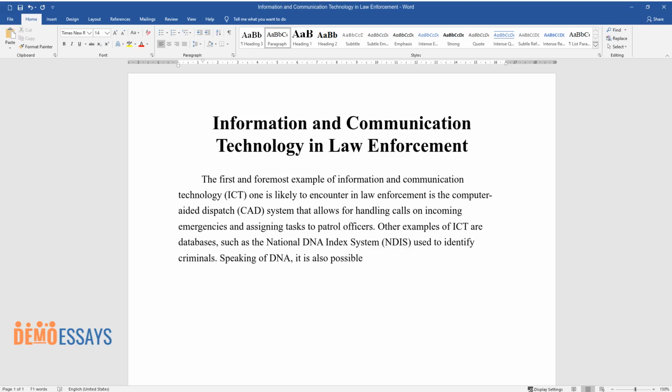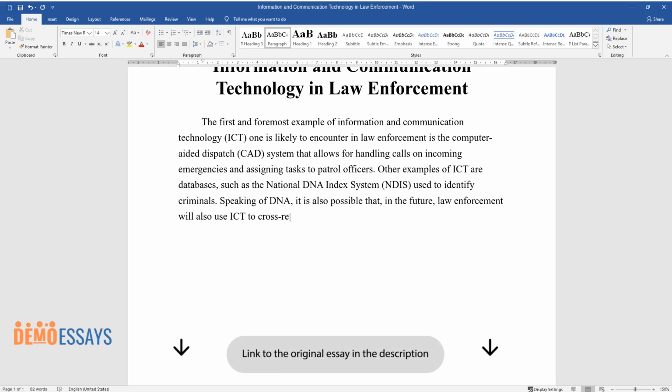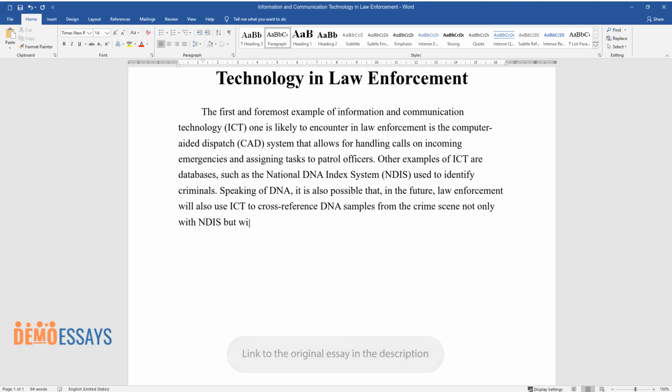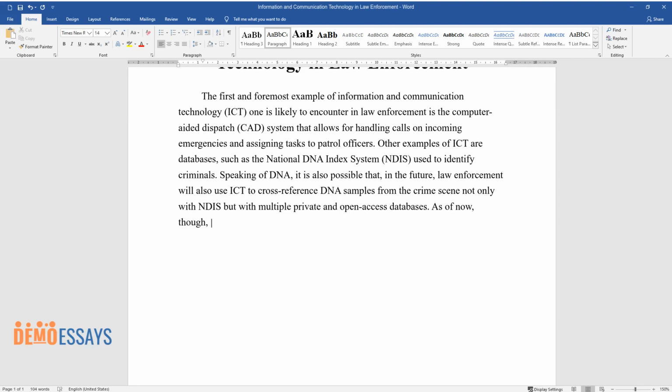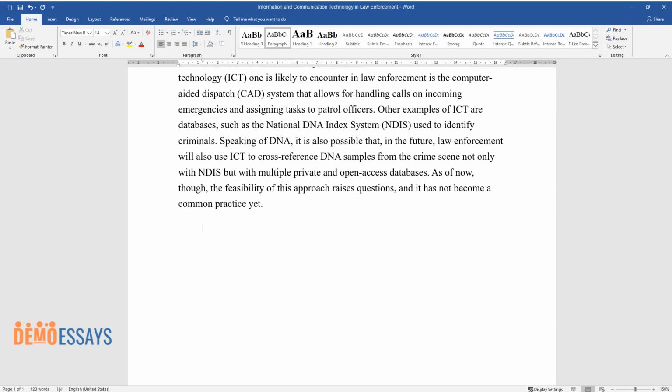Speaking of DNA, it is also possible that, in the future, law enforcement will also use ICT to cross-reference DNA samples from the crime scene not only with NDIS but with multiple private and open-access databases. As of now, though, the feasibility of this approach raises questions, and it has not become a common practice yet.